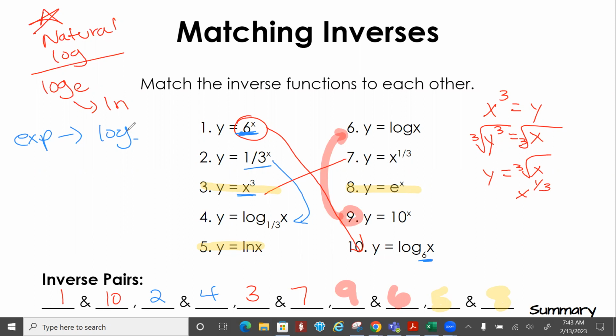Okay, so biggest takeaways is that the base of an exponential function has to be the base of the log inverse function. If you have a base 10, then the log of x is going to be your inverse function. And you're just going to drop off that 10. And then the natural log of base e is also known as ln.